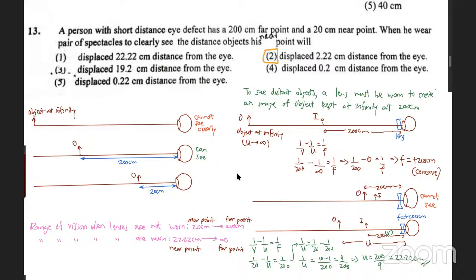Either way, people, the final answer is 22.22. I sense a small translation issue here. So you get the point, right? 22.22 centimeter is the new near point. So you have to choose between first and second. Earlier it was 20, now it is 22.22.